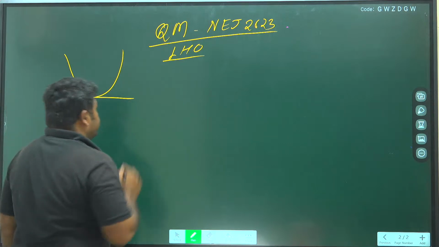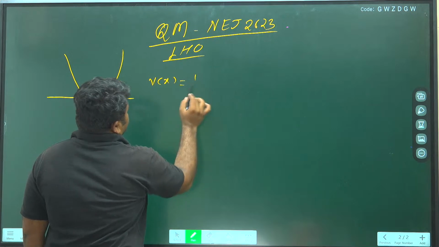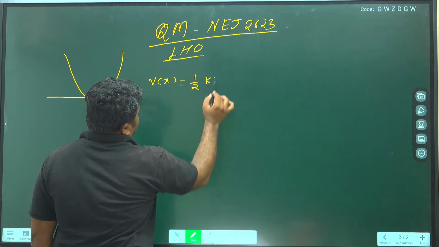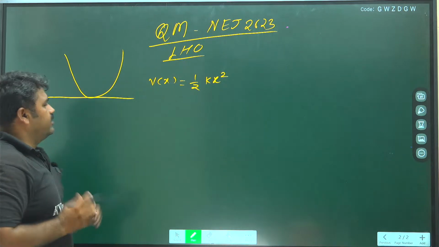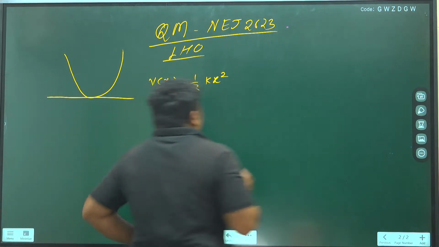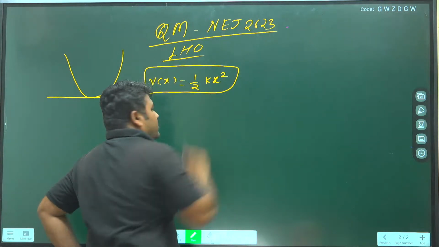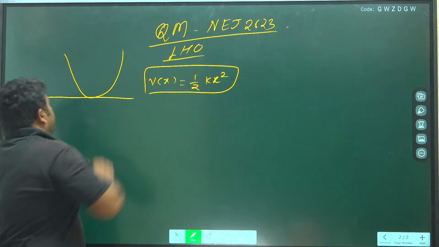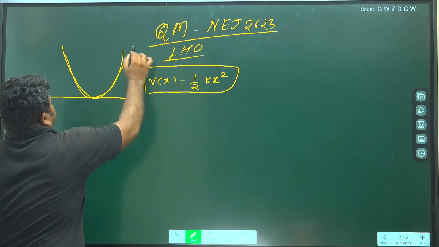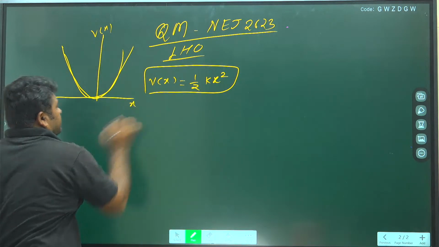The nature of this potential is simply V of x is equal to 1/2 kx squared. This will be quadratic. The x squared indicates that this is of parabolic nature. Now suppose we plot the potential V of x versus x.